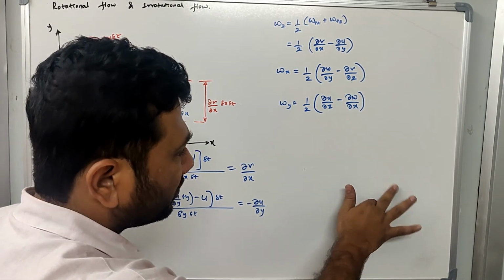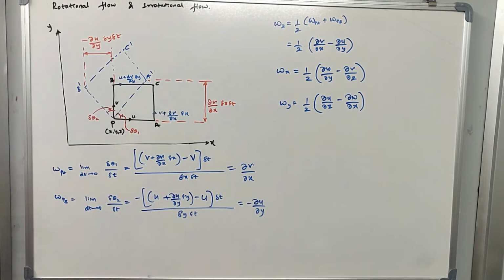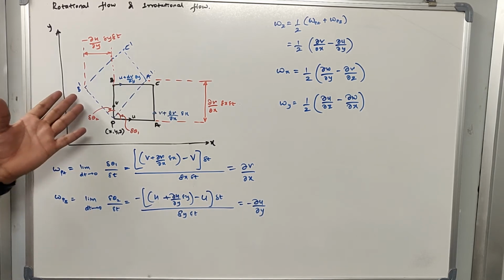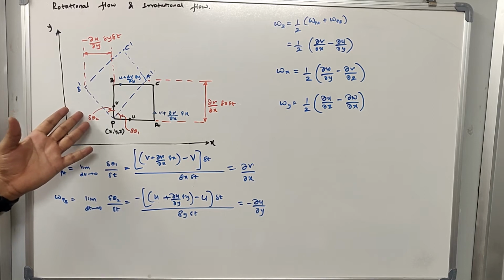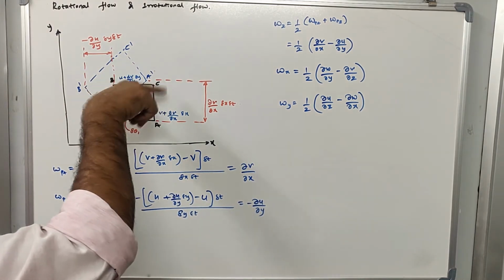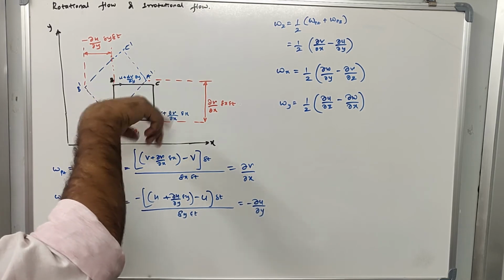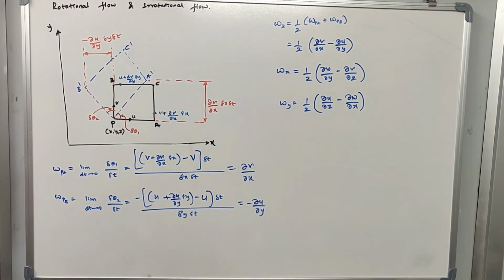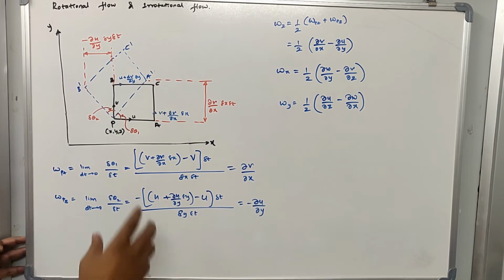Now we will try to derive an equation to explain and understand rotational and irrotational flows. There are different types of rotational and irrotational flow. One of the equations that we are deriving is this one, where the particle is rotating about its mass center. It is rotating about its mass center. Now let me explain this figure.